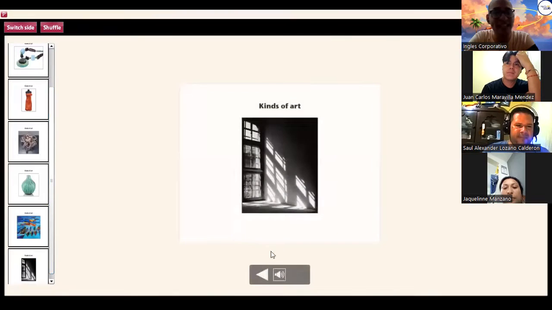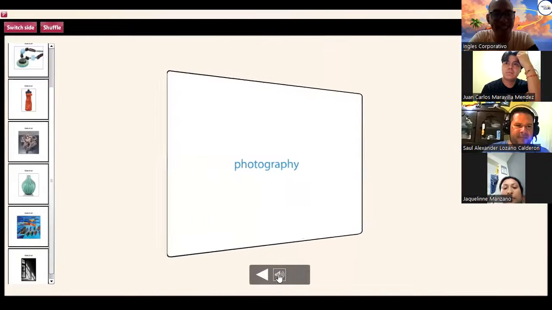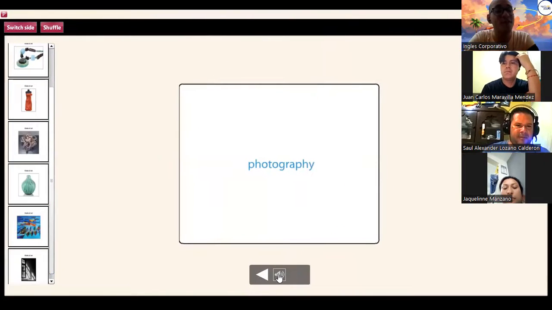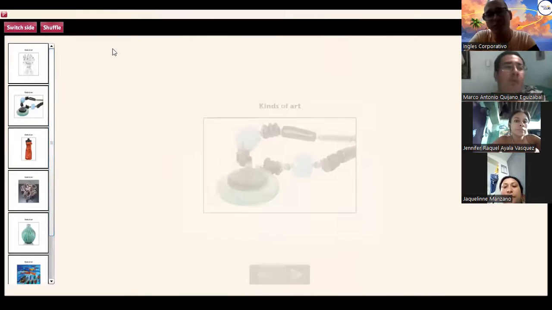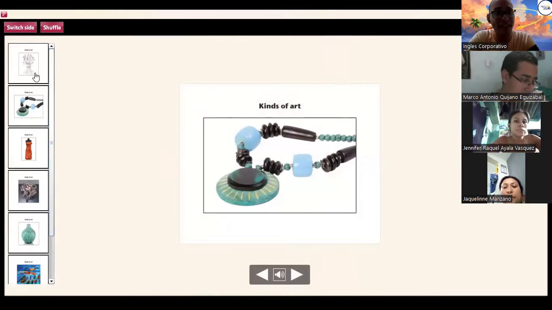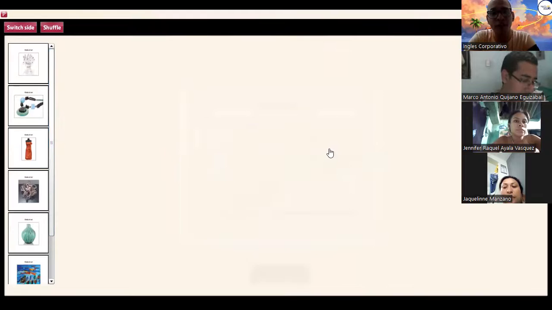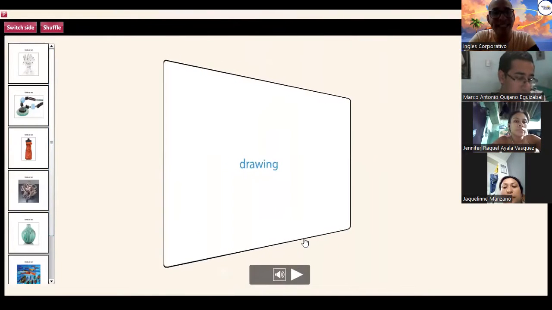Painting. And the last one, but not least, we have this one. That is? Photography. Photography. You can say photography or you can say photography, it's your decision. So we got the different kinds of arts. Everybody repeat after me the last time, please.